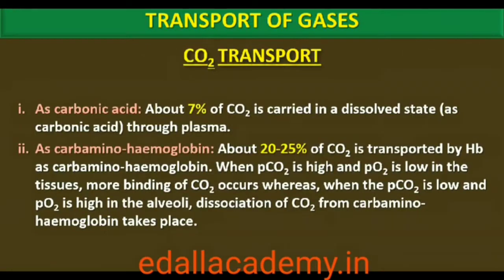17.4.2 Transport of carbon dioxide. CO2 is carried by hemoglobin as carbaminohemoglobin, about 20-25%. This binding is related to the partial pressure of CO2. PO2 is a major factor which could affect this binding. When PCO2 is high and PO2 is low as in the tissues, more binding of carbon dioxide occurs, whereas when the PCO2 is low and PO2 is high as in the alveoli, dissociation of CO2 from carbaminohemoglobin takes place, that is, CO2 which is bound to hemoglobin from the tissues is delivered at the alveoli.